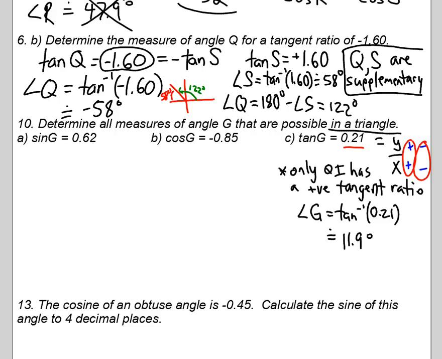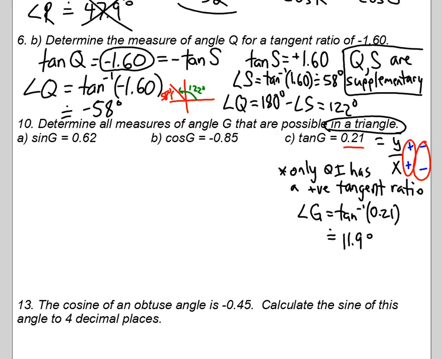We're talking about in which quadrant you would have two positive coordinates or two negative coordinates. Well, only in quadrant 1. So only for an acute angle could you have that. And of course, it has to be in a triangle. So we could only have an acute angle possible, and that would be 11.9 degrees. Let's look at moving backwards, B.